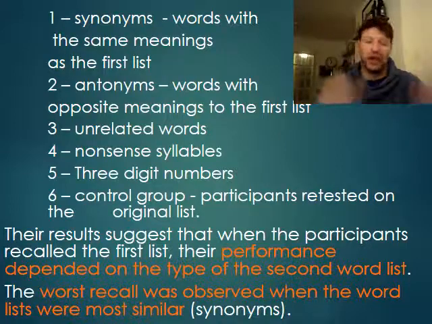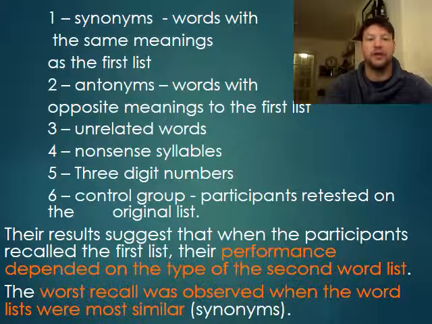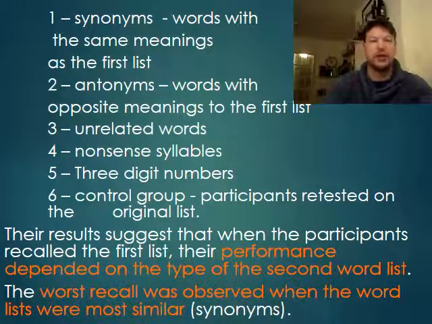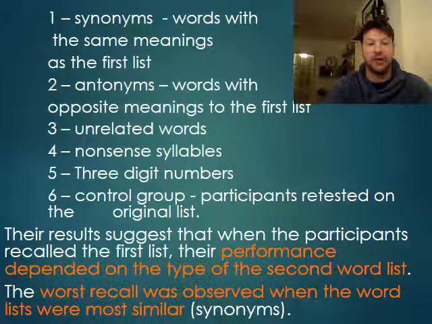So we're thinking there's still going to be some interference because they're still similar in some ways. Three was completely unrelated words, so a list of completely unrelated words. Four was nonsense syllables, so things that make no sense whatsoever. Five was 3-digit numbers, so not even words. And six had nothing, so they didn't have a secondary list. Now these are put in the order in which the results were found.